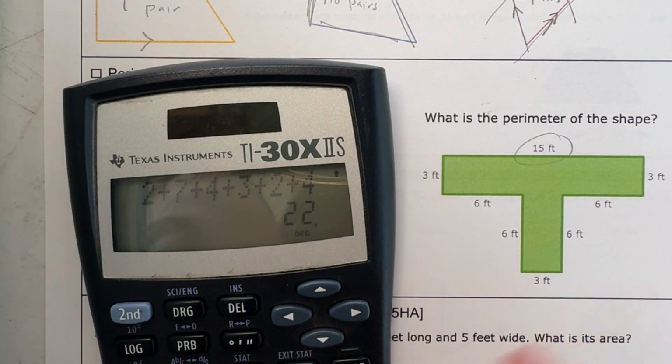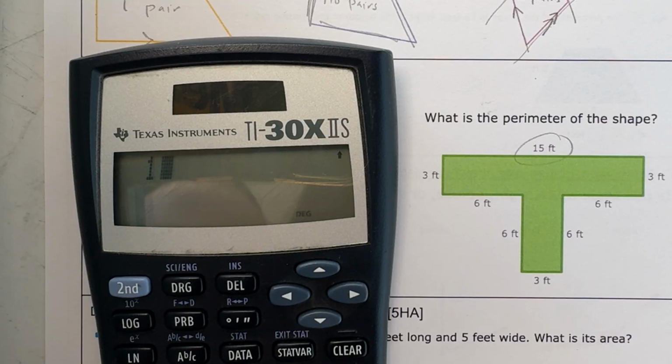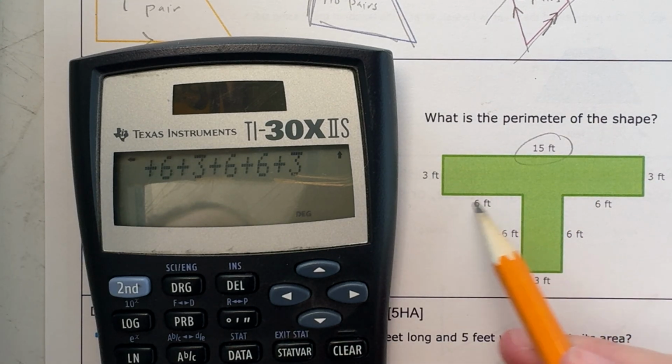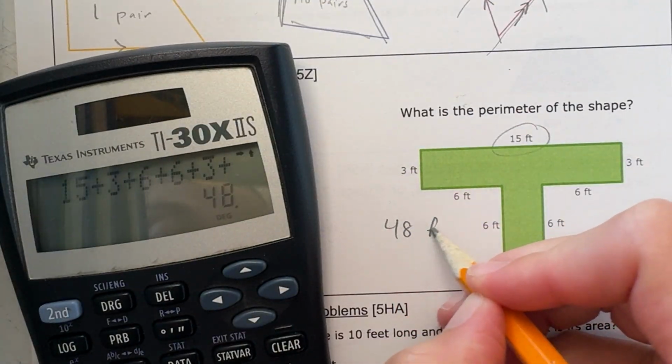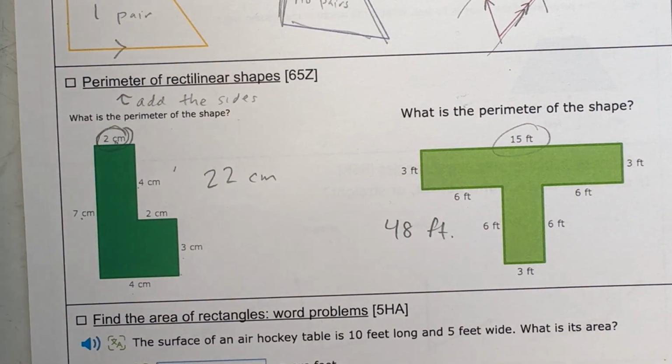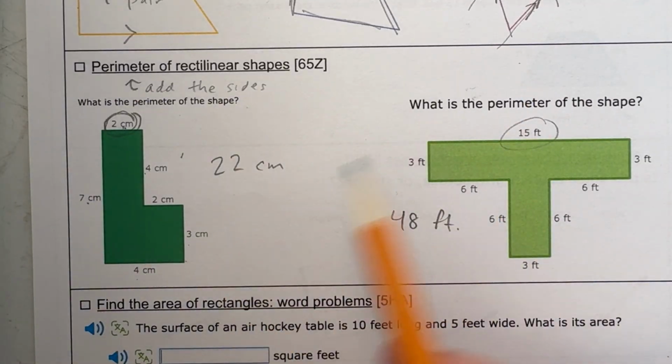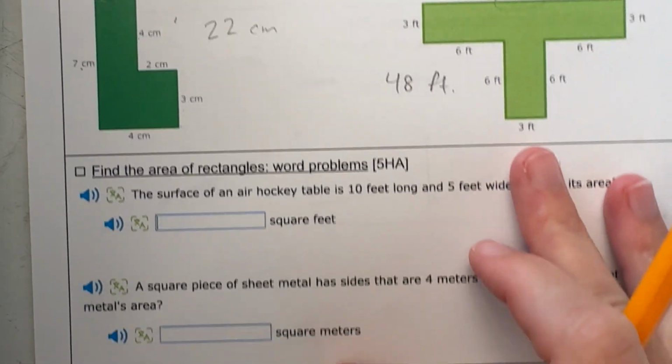Okay, here, look, I'm going to start at this top 15. That's 15. I'm going to go around this way. So 15 plus 3 plus 6 plus 6 plus 3 plus 6 plus 6 plus 3. And I just literally went around in order. And when I got back to my circled one, I was done. Okay. Again, feel free to pause and go try this, or you can just watch all the examples all at once.